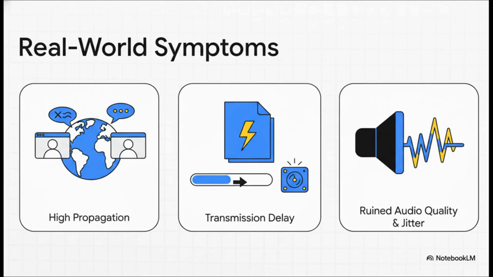And you know what? This perfectly explains why we actually experience real-world lag. When you're on a voice or video call with someone on another continent, that high propagation delay is exactly what causes you to accidentally talk over each other. On the other hand, if you're trying to download a massive file over a low-speed connection, your transmission delay dominates, completely throttling your download. And when packets arrive with varying end-to-end delays, we get jitter, which completely ruins audio quality unless your receiver buffers it perfectly.